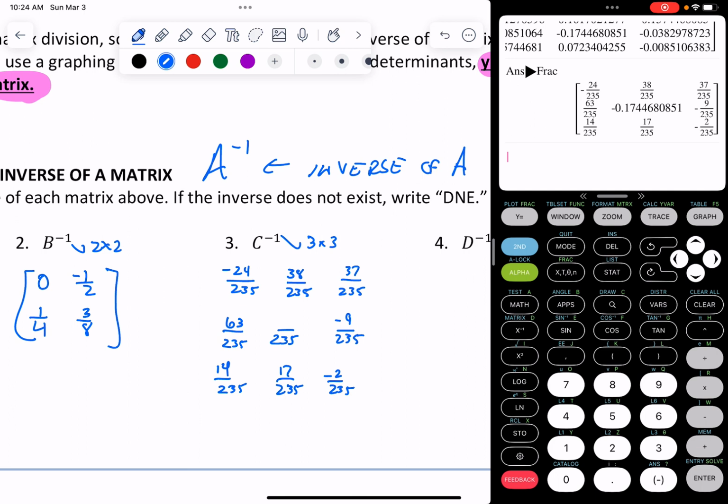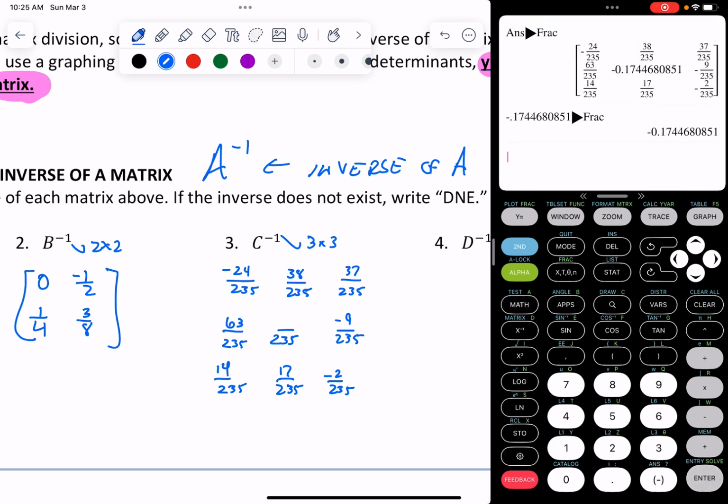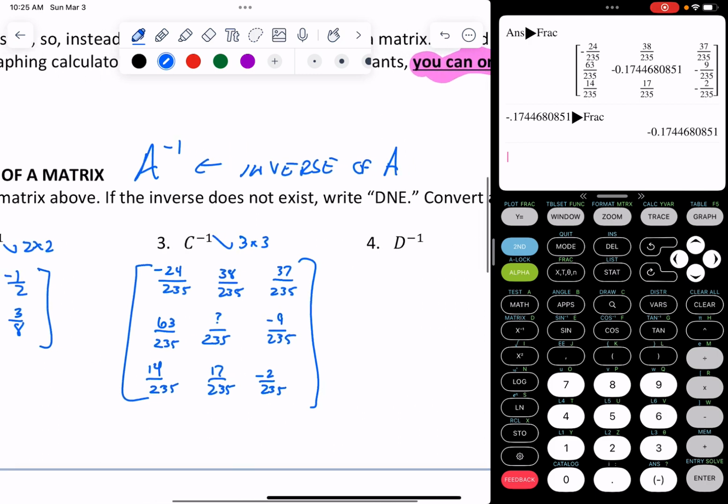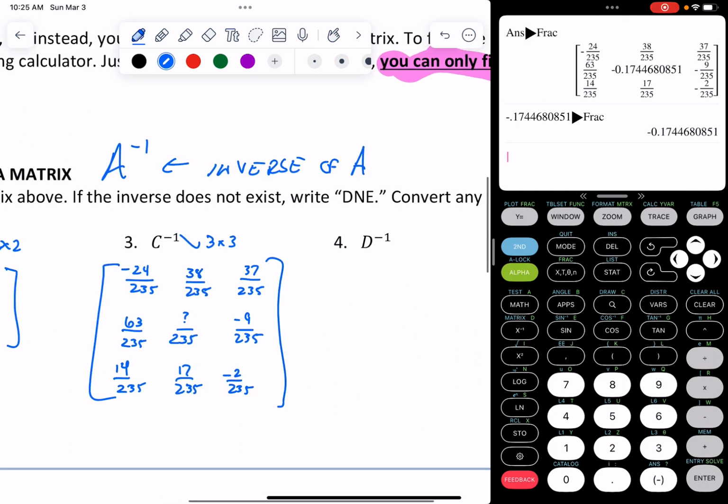I'm not sure why this calculator is not changing that to a fraction. Let's see if we type this in. Negative 0.174468851. Huh. Not sure why it's not changing that into a fraction, but that is something over 235. Your calculator should actually change that to a fraction for you, but I'm not sure what's going on with that. That should be a negative number over 235.